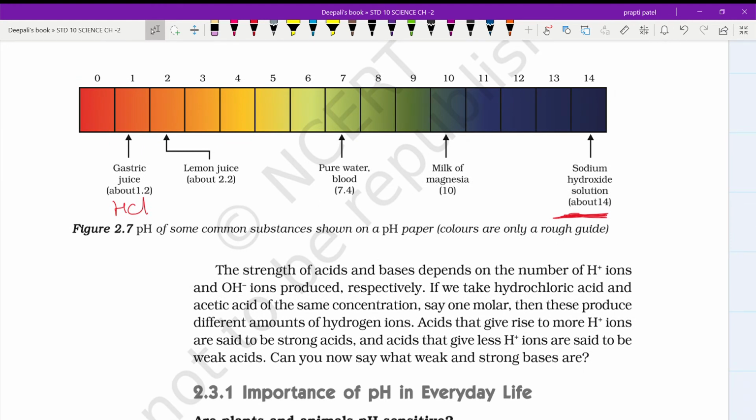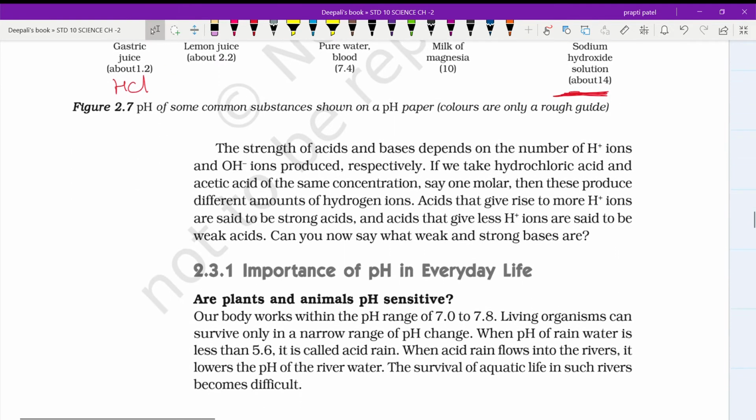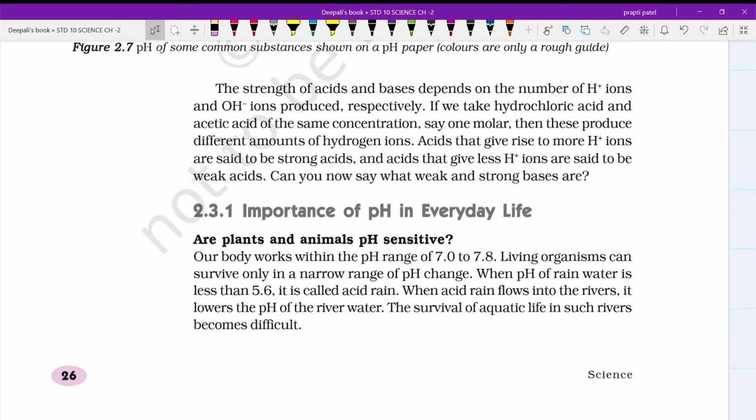If we take hydrochloric acid and acetic acid of the same concentration, say 1 molar, then they produce different amounts of hydrogen ions. So acids that give rise to more H+ ions are said to be strong acids, and acids that give fewer hydrogen ions are said to be weak acids. Can you now say what weak and strong bases are? So we can easily measure the strength of acids and bases.